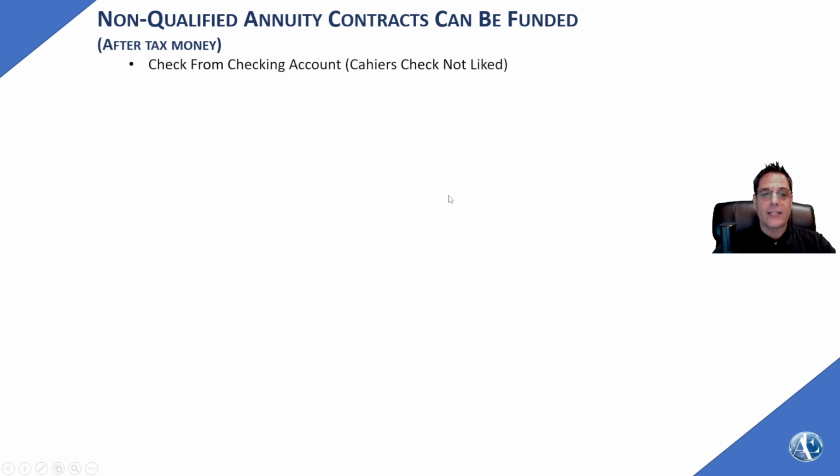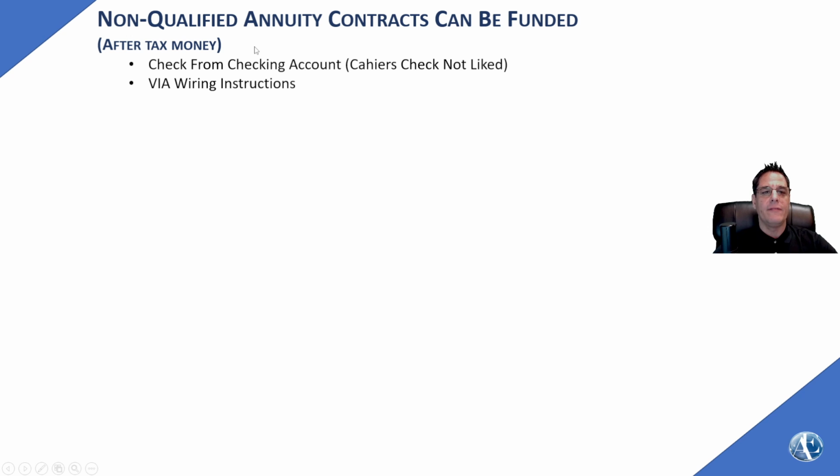Again, like the checking account. If you have money you earned and it's in your checking account, and you want to send, say, 20,000 to an annuity, you can write a personal check, or if you're a business, like a 501(c) or something that wants to own it, you can write a check and send it up there. Cashier's checks are not really liked by the insurance companies. Sometimes they take it, but they want a letter from the bank explaining where the funds came from, to offset any money laundering concerns.